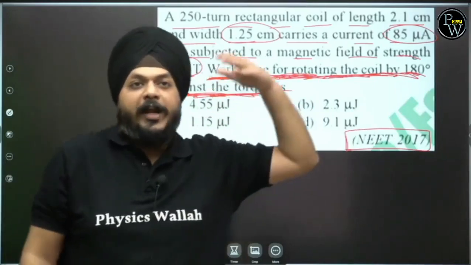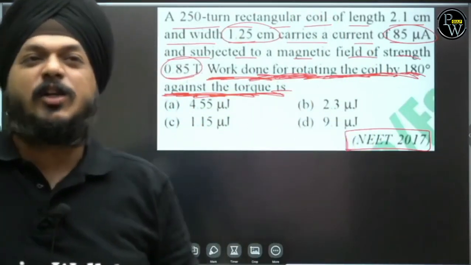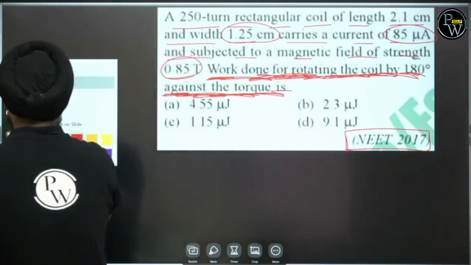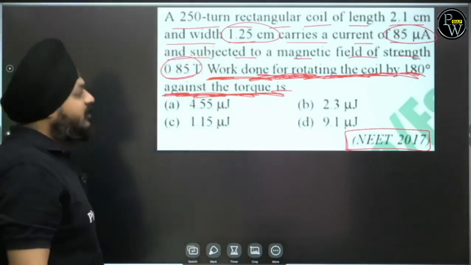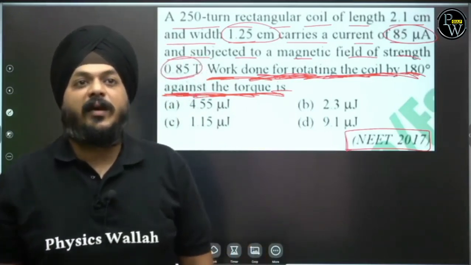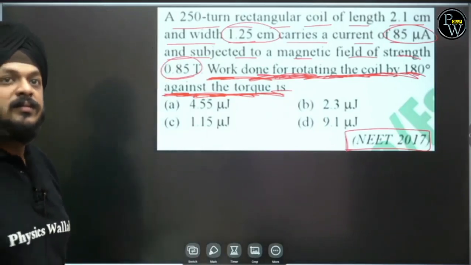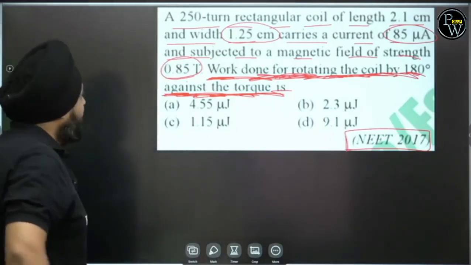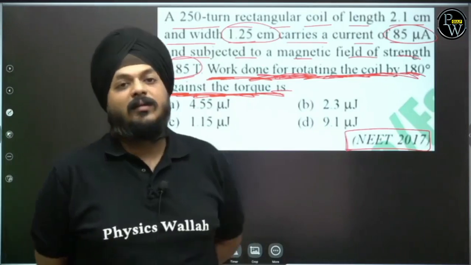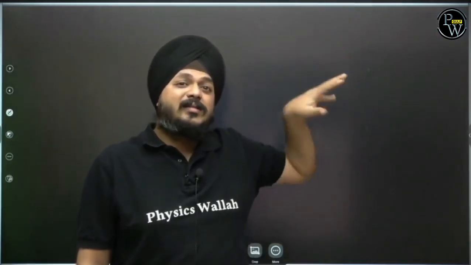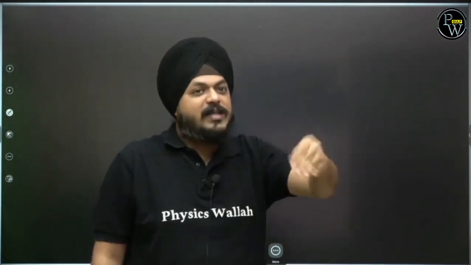Work done for rotating the coil by 180 degrees against the torque. Right. Let's move on to the actual concept. The same concept we have seen in electrostatics, which I repeated in the previous session, and the same we are going to move forward with today.